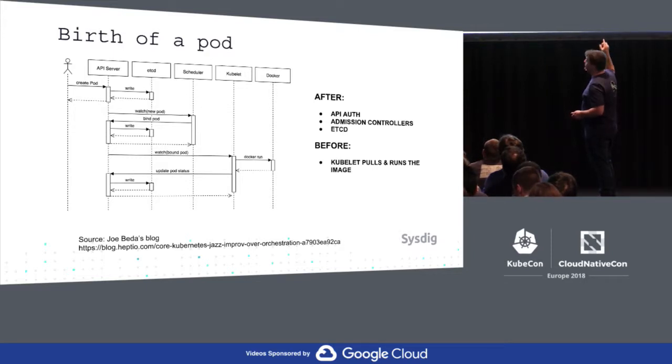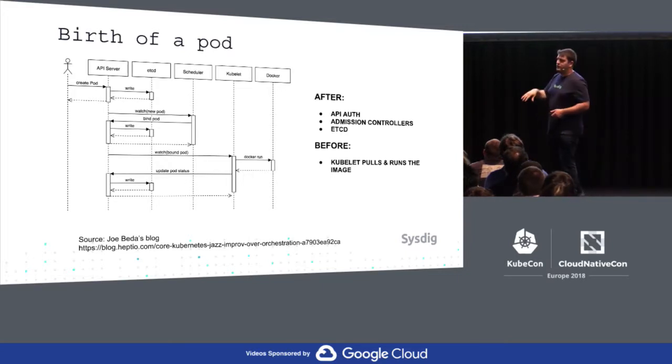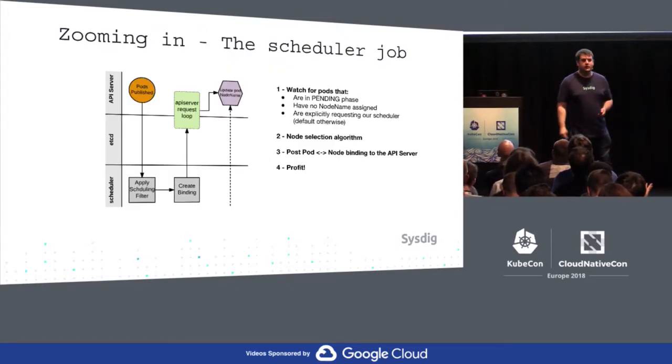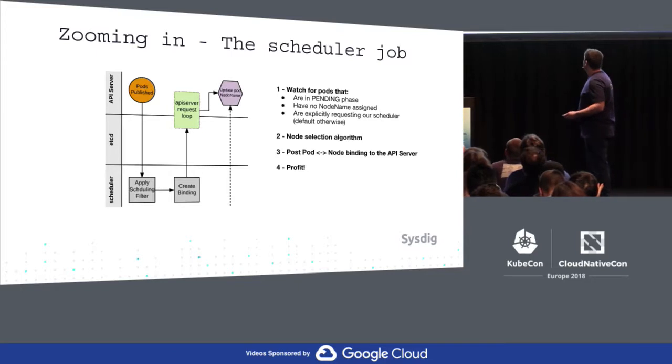So it's important to note that this happens after authorization by the API, the admission controllers, and persistence in etcd. We will talk at the end why this is important. But it happens before the kubelet actually pulls the image and runs the image.